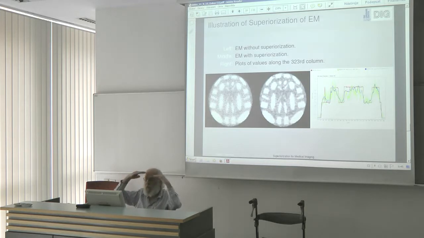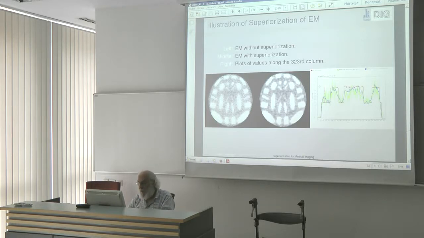Here is showing the accumulated radioisotope in the human head. Those are entirely two different physical quantities. So the phantoms look different. And this is what we got if we use the EM algorithm without superiorization, and this is what we get if we use the EM algorithm with superiorization.